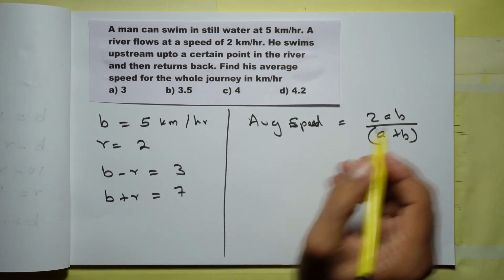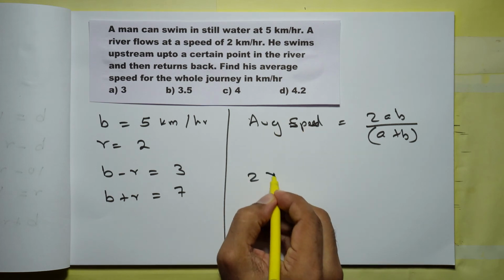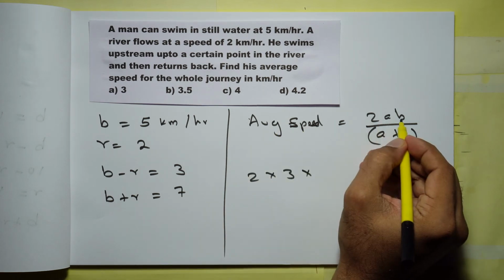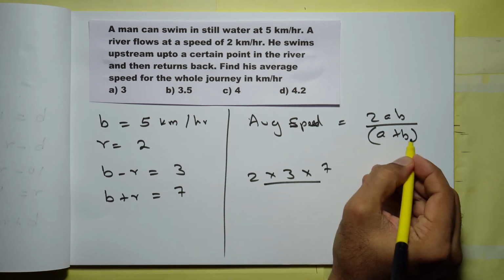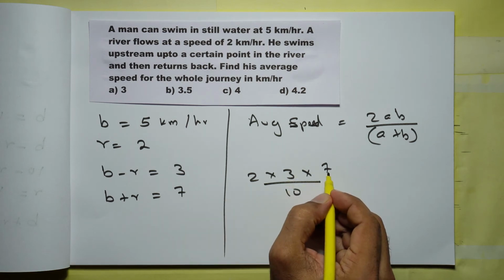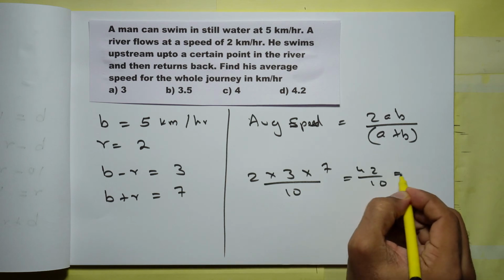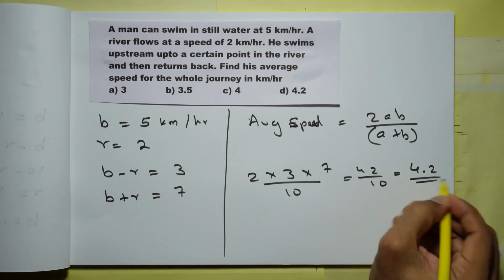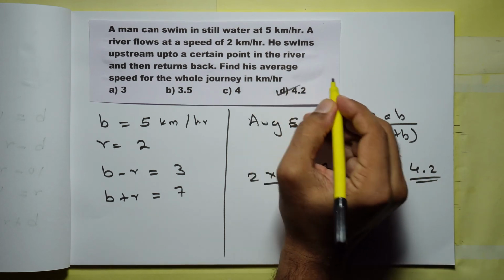So for one half of the distance he travels at 3 kilometers per hour. So average speed is given as 2 into 3 into other half at 7 kilometers per hour divided by 3 plus 7, 10. 3 into 7, 21 into 2, 42. 42 by 10, you will get it as 4.2 kilometers per hour. That will be the average speed, option D.